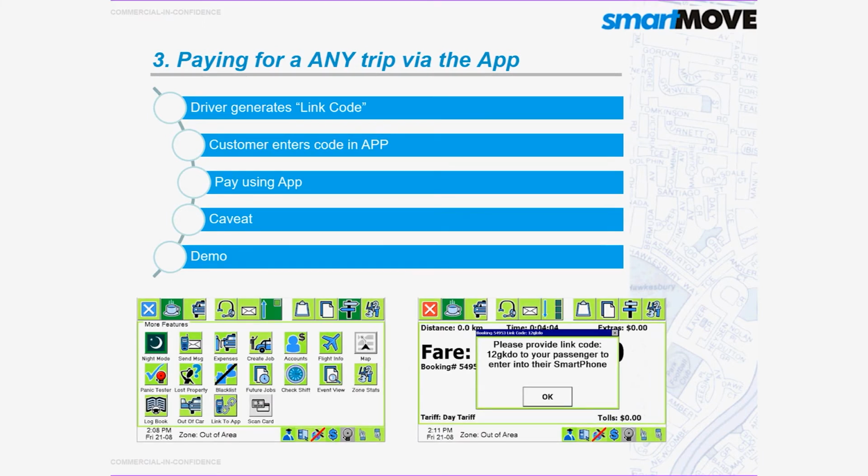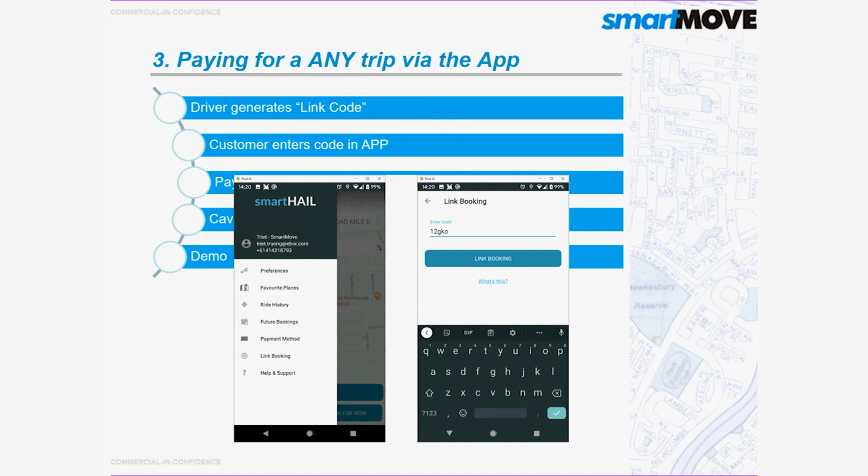This is done via the extended menu. Just as a reminder, the extended menu is this button here, and then they will press the link to app button. This will then generate a unique code. In this case, you see that it's 12GKDO, and this is what they will quote to the customer to enter into their app. So the customer will bring up the side menu, and then they will tap link booking, and then they will enter in the code that was quoted by the driver.